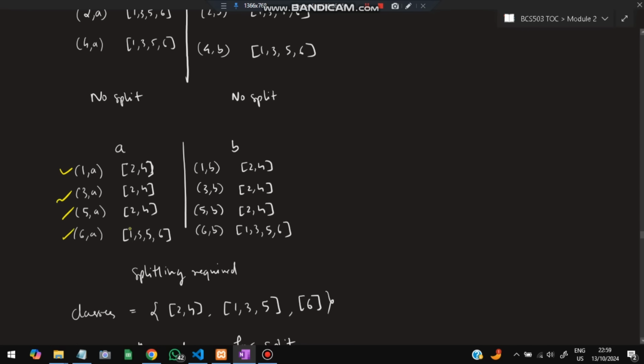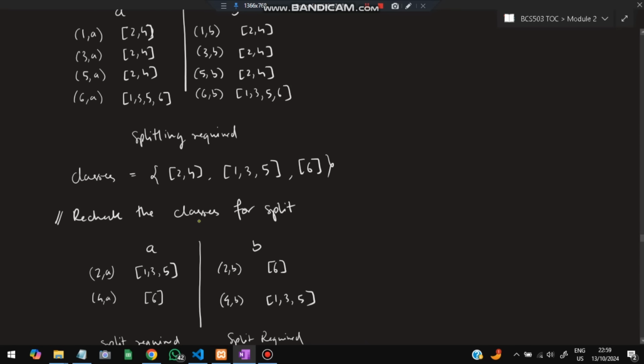After I've done that, I observe that when I go from 6 to A, I'm reaching this group, and from 6 to B, I'm reaching this group. So here there is a split happening because all are not same. So what do I mean when I say split is happening? Split is happening means there is a difference. Okay. Whenever there is a difference, I have to separate it. So the difference is happening here, I'll separate this one, okay. And what I have separated is 6 here. So 1, 3, 5 will be one group and 6 will be another group.